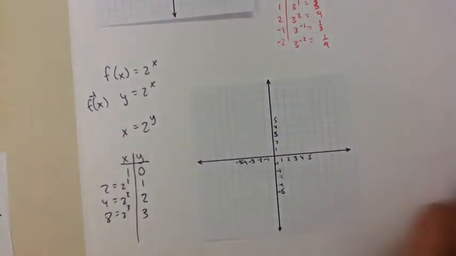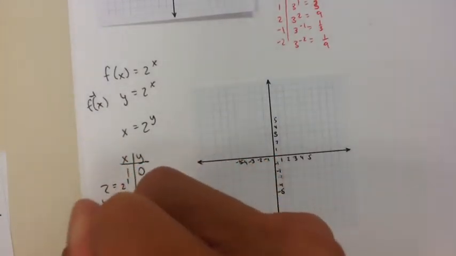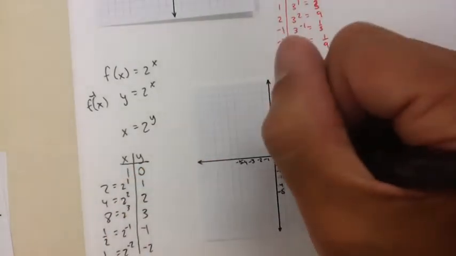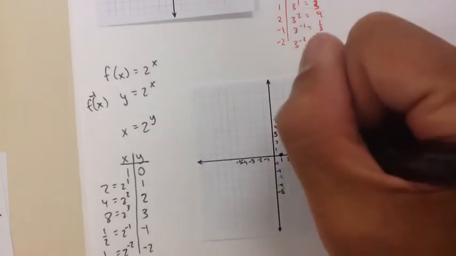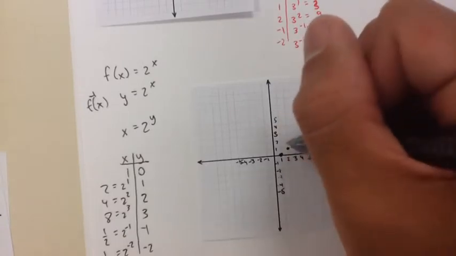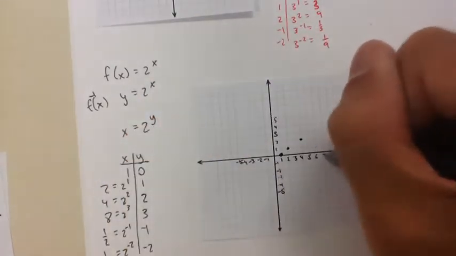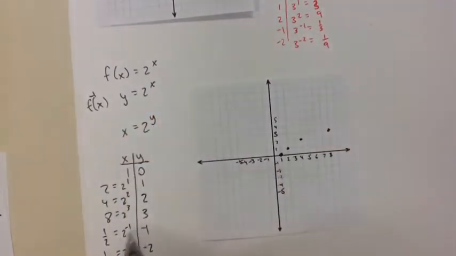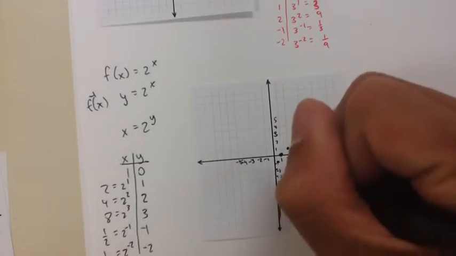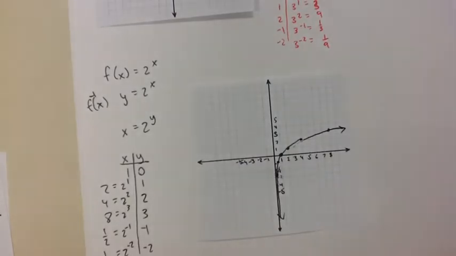It looks a lot like what we were just doing before. If I plug in a -1, 2 to the -1 is equal to 1/2. 2 to the -2 is equal to 1/4. So let's graph. That's 1, 0, 2, 1, 4, 2, 8, 3. And if I go the other way, 1/2, -1, here, here, and that is what my graph is going to look like.